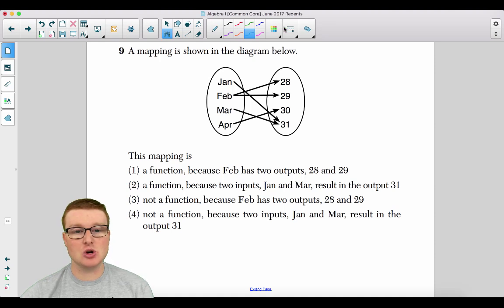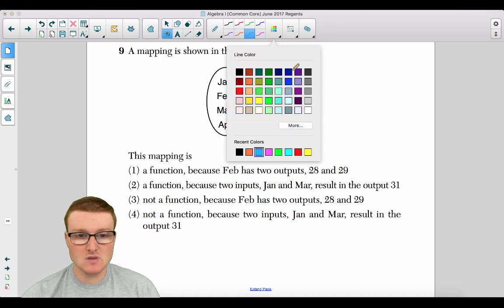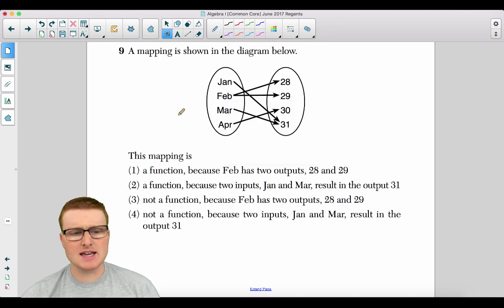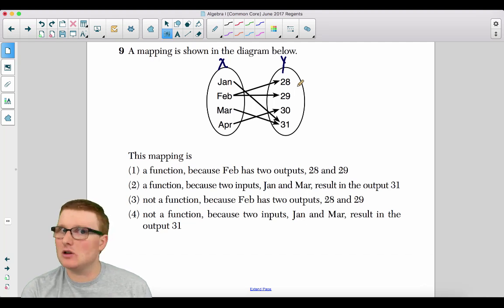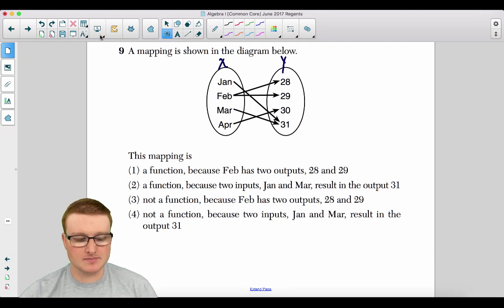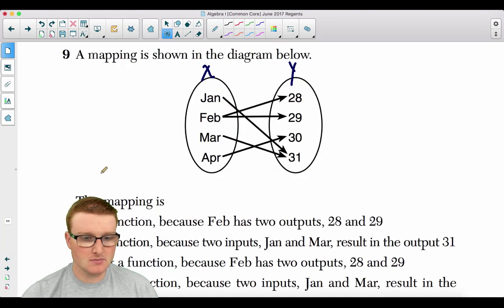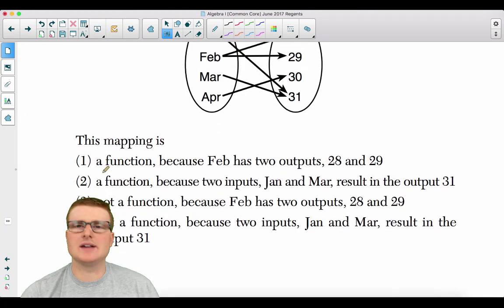A mapping is shown in the diagram below. Cool. This mapping is what? So this is your X value. This is your Y value. Not really. I mean, it's months. And then I assume it's the days in those months. So let's go ahead and take a look and see what we're talking about here. The mapping is, I assume that this was going to happen, function. Is it a function or is it not a function?